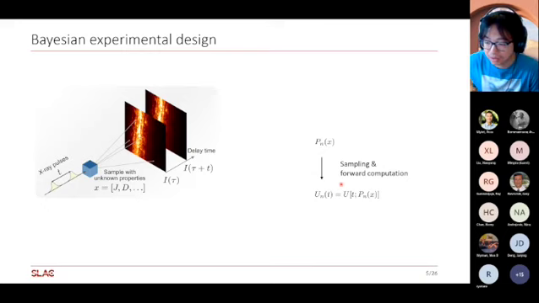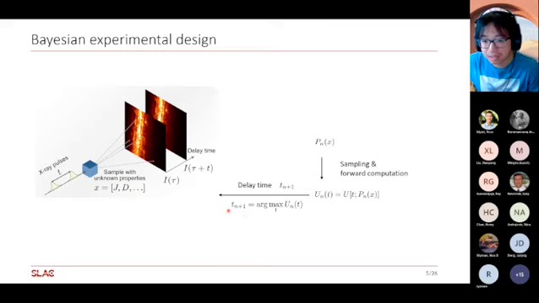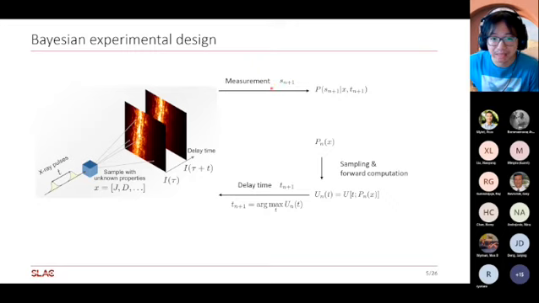From the computed measurement signals, we can further calculate the so-called utility function. This utility function is some function whose maximizer gives us the suggested measurement for the next iteration. I will introduce this in more detail in the next few slides. Once we get the suggested measurement from the utility function, we can tune the facility, wait for an hour, and get the measurement for this delay time point.